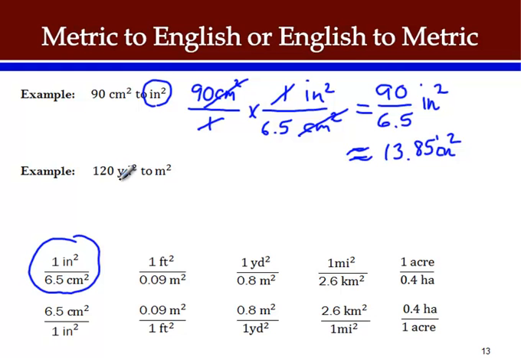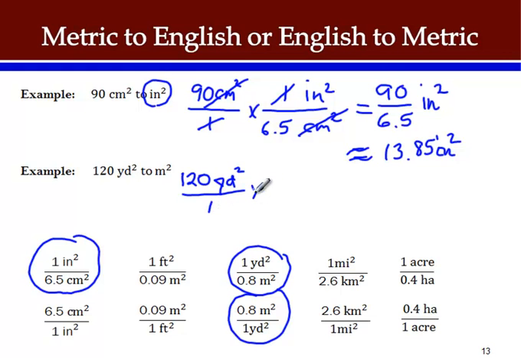So if I want to convert 120 square yards to square meters, I'm looking for the relationship between square yards and square meters, and I see it right here and right here. So let's see which one we need to use. 120 square yards, put that over 1, times, trying to remove the square yard units and get square meter units. So I'm going to need this one. So the 0.8 square meters and 1 square yard on the bottom.